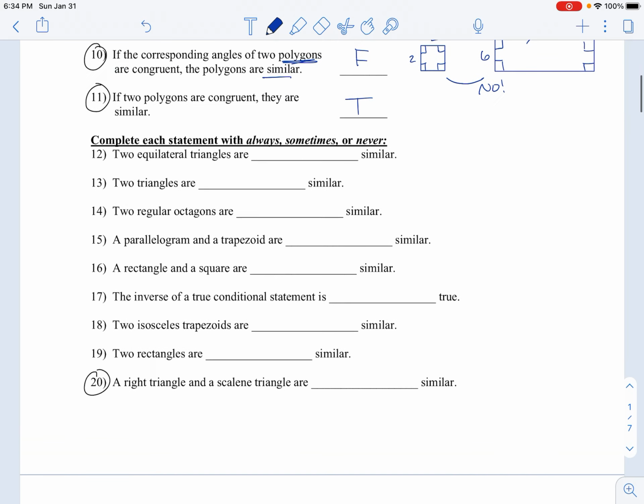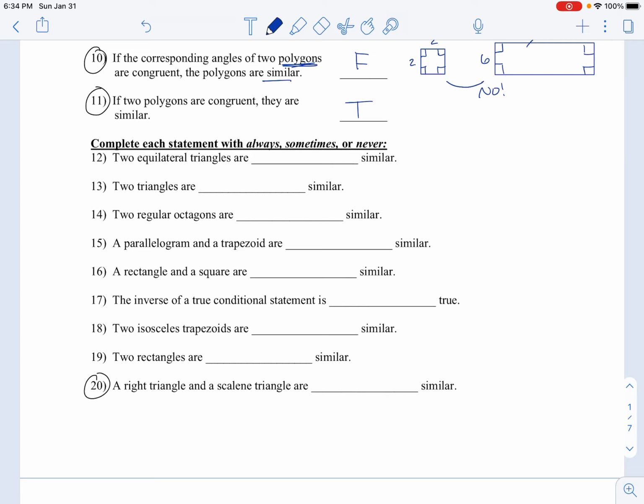All right, and then number 20 here. So the thing about number 20, you kind of want to think about all of them, but here, right triangles are talking about the angles, and scalene is talking about the sides. So let's see, can I draw a right triangle that is also scalene? Well, I definitely can. So there we go.